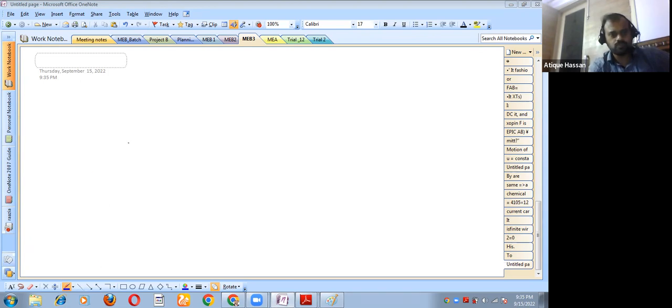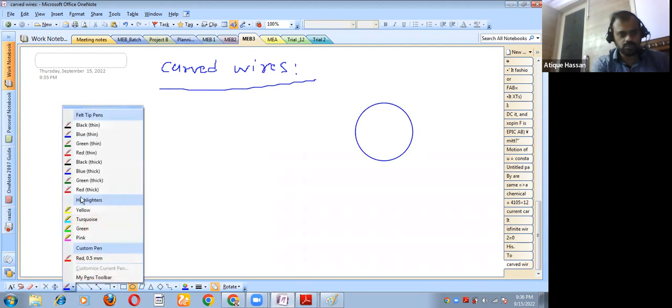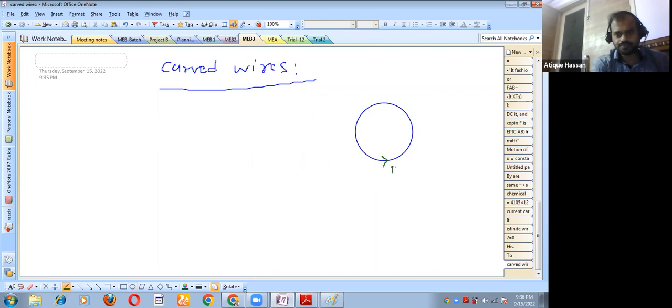Suppose curved wires. Suppose I have a circular current carrying wire, carrying a current I, and suppose the center is O and its radius is capital R. So you have to find the magnetic field at the center of the current carrying wire. Any idea how to find it?